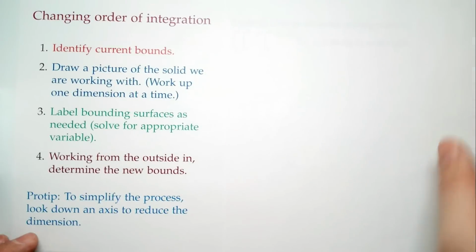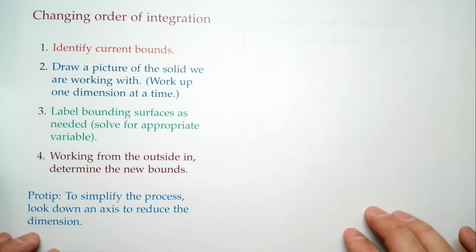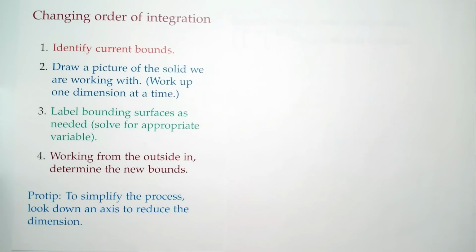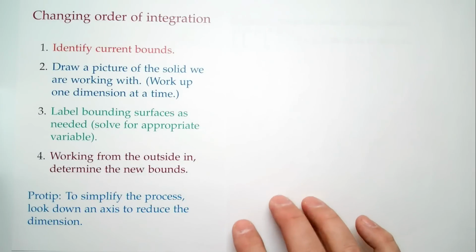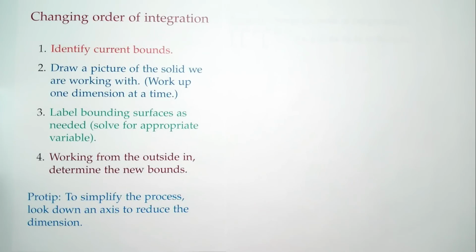But the challenge is going to become setting up the bounds, and the even bigger challenge is how do you change the order of integration. So we want to talk about that process. All right, so how do you change the order of integration? Which really comes to saying, how do you set the bounds up?